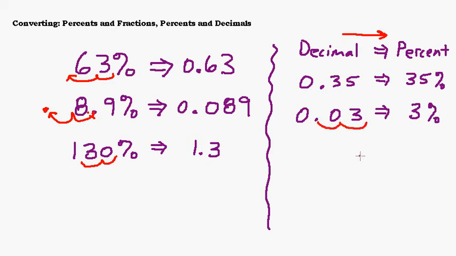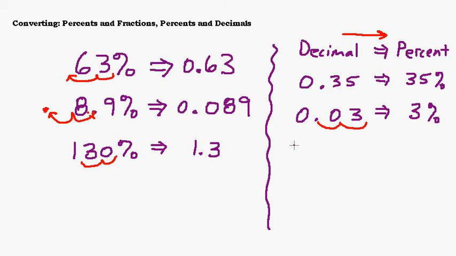1, 2. Think about it. This is your hundredth spot. If I were to read this decimal, its value is 3 hundredths because the 3's in the hundredth spot. 3 hundredths. 3% means 3 out of 100. Hopefully that makes sense. All right, let's try another one.